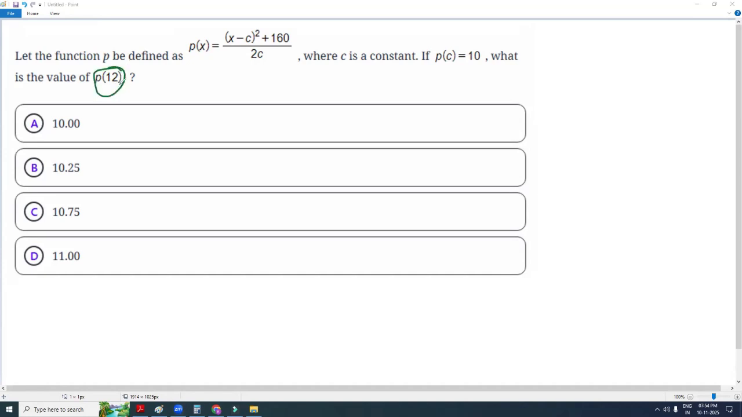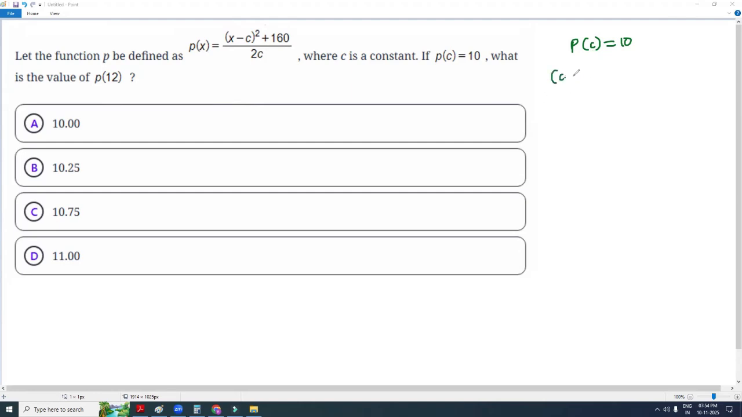Okay, to get the value of p of 12, we have to plug in this 12 for x into this function. But before that, we must know the value of the constant c in the given function. For that, we can use this information, that is p of c equals 10. And we know this is the expression we have for p of x. Now to get the expression for p of c, we have to plug in c for x.